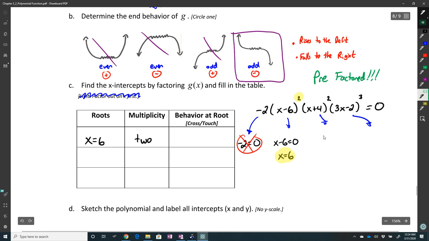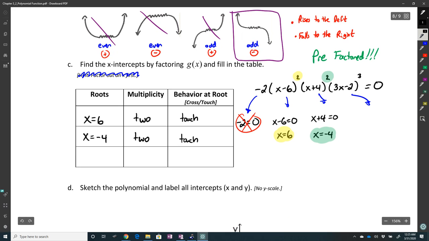The next one is the multiplicity is 2 again. I have x plus 4 equals 0. Multiplicity of 2. Now remember, if the multiplicity is 2, it touches. And again, touch is like bounce. It bounces.